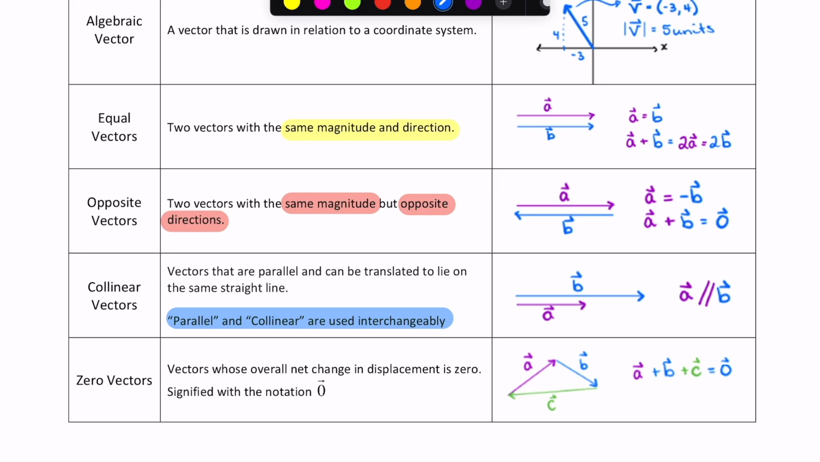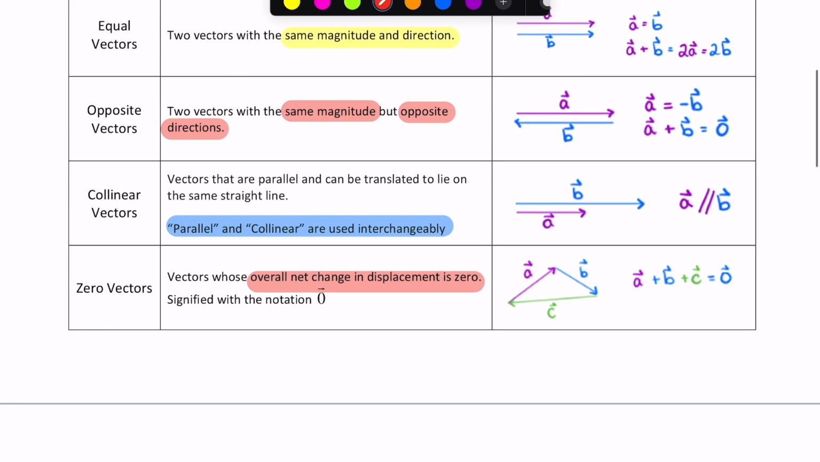Then finally, zero vectors are vectors whose overall net change in displacement is 0. This is signified with the notation 0 with an arrow on top. So again, the overall net change in displacement is 0. Here in this situation, we have vector A, vector B, and then vector C moving in these different directions. And so A plus B plus C equals 0.